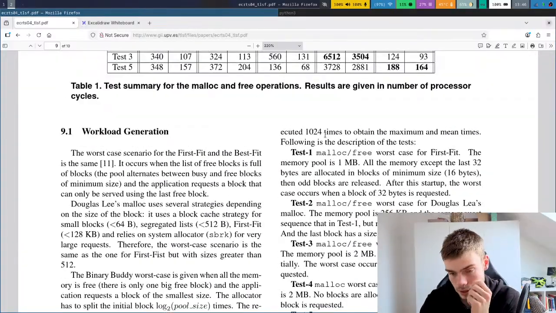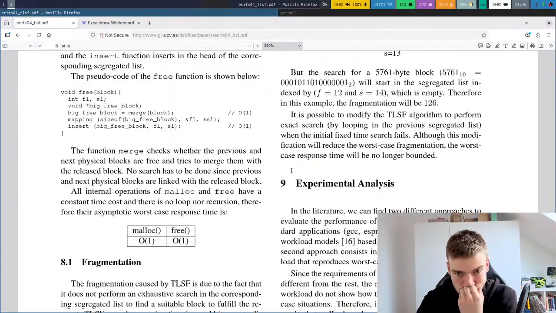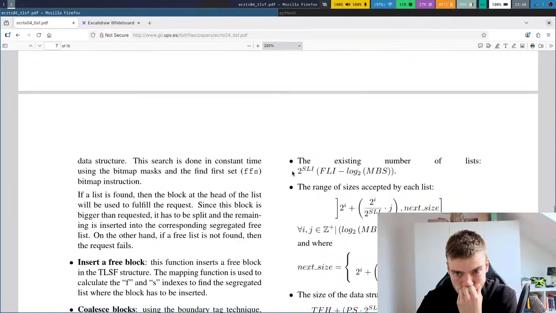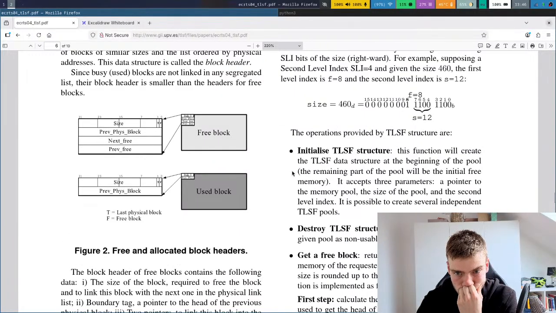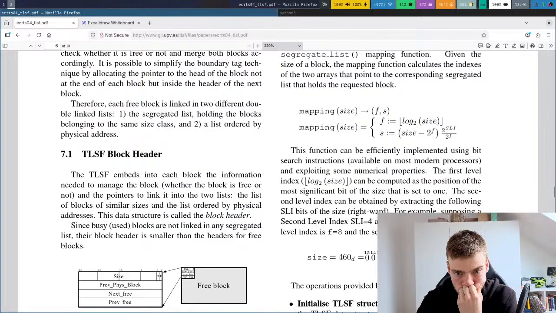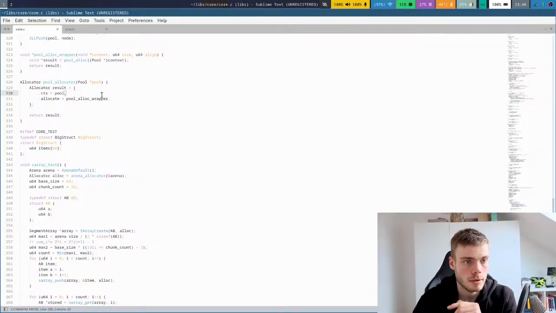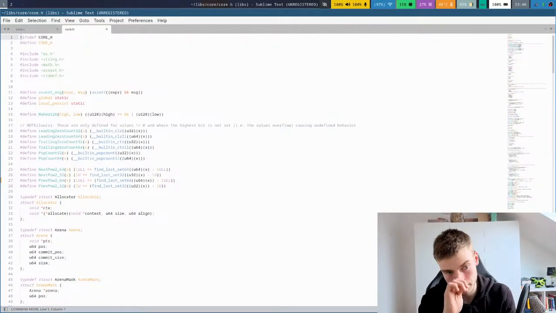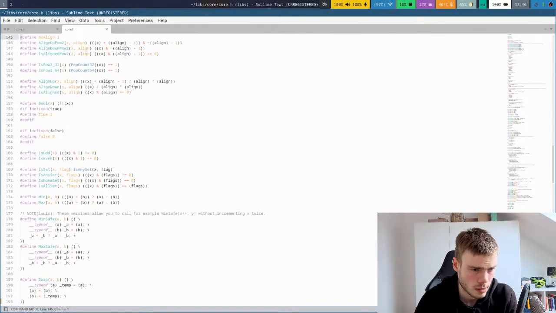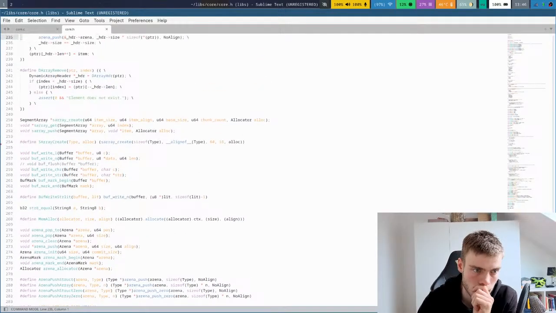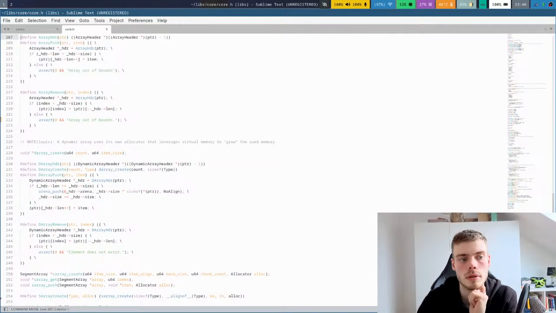Kind of read through this. How do we start? So where are the allocators in our code here? We already have an arena. I also implemented the pool. Where is the pool?